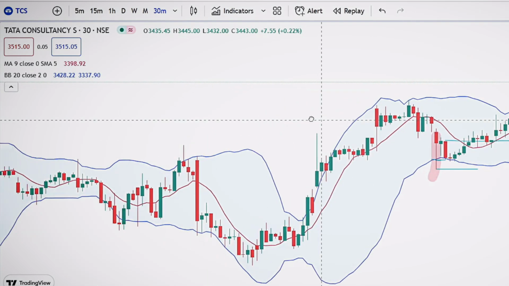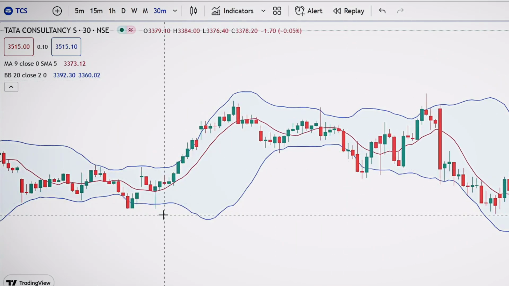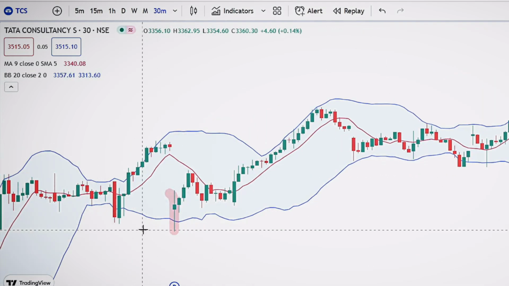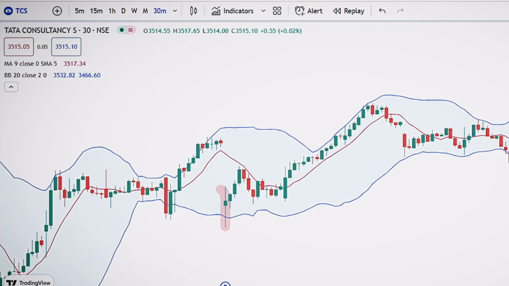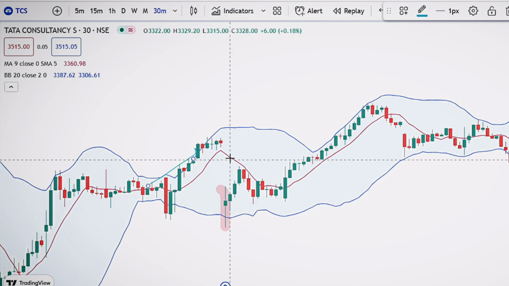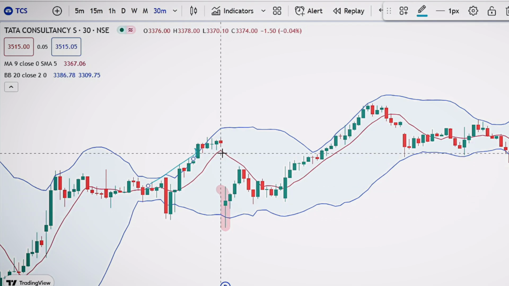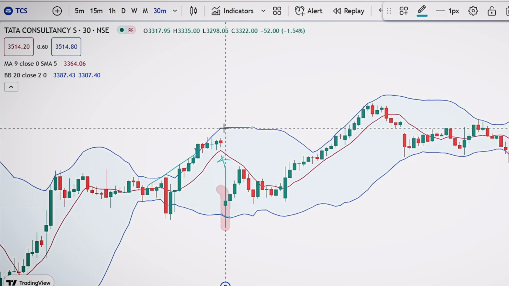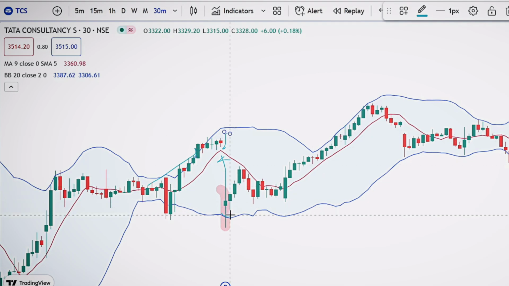Similarly, let me show you another example in TCS. Here you can see the same thing happened. The stock was going up smoothly, but suddenly there was a sharp drop. If you check, the first condition is met. There is a larger gap between the lower Bollinger band and the SMA compared to the upper side. This signals that the stock might go up.